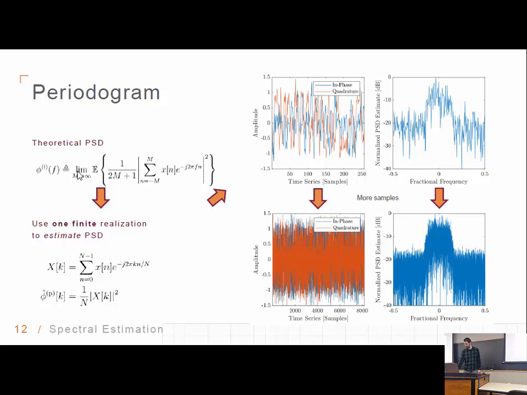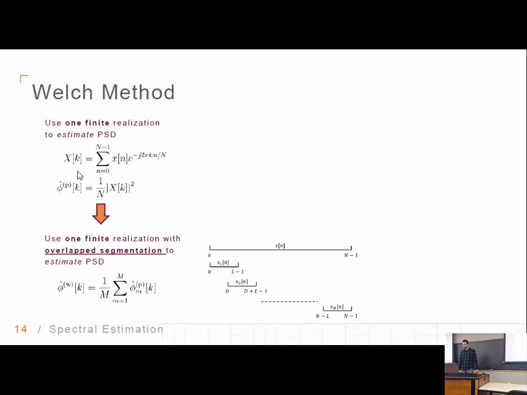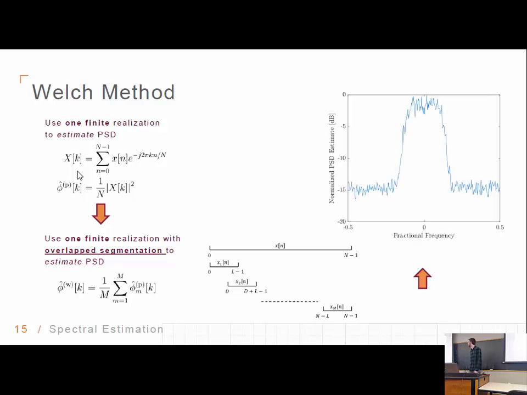So that's when Peter Welch stepped in, and he took that equation, which was on the previous page. And rather than just using this equation and computing it on all of x of n right here, he chopped it up into pieces and computed the periodogram for each little piece right here, each nth piece. And then he averages them together. And you get this. So now you can see far less variance.